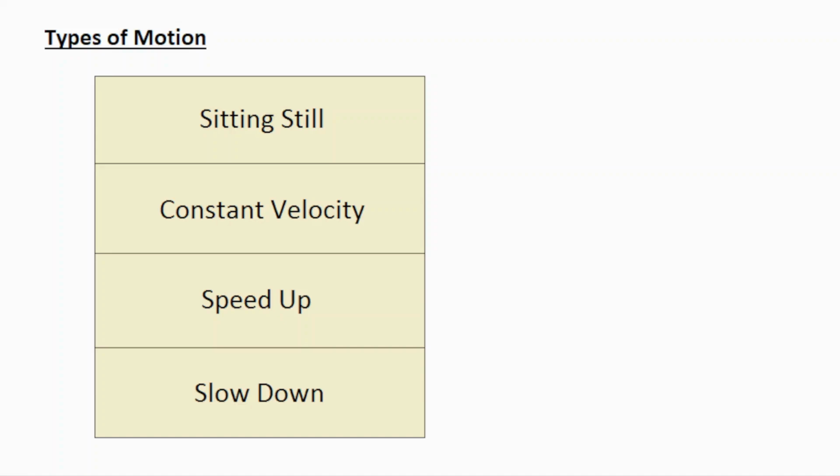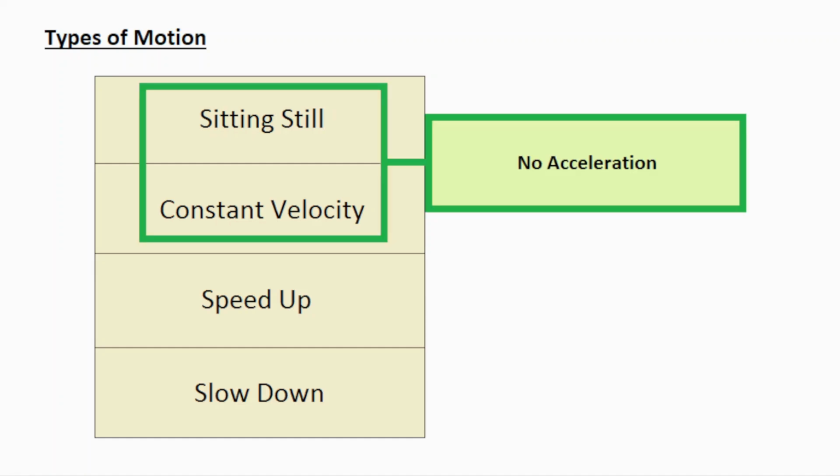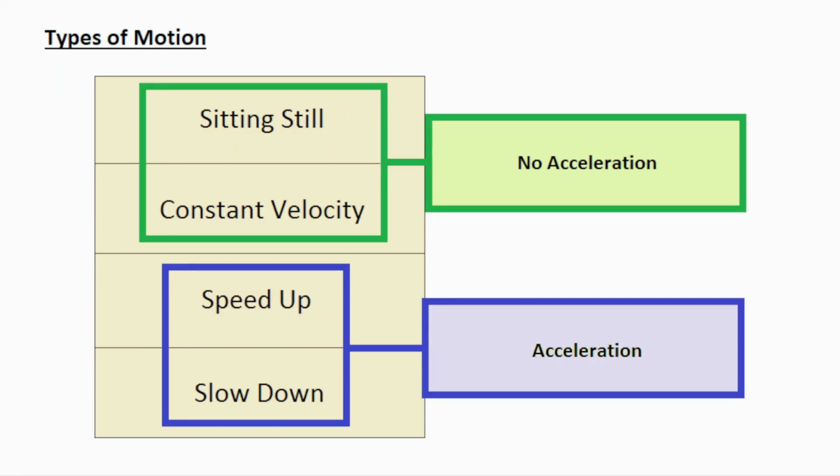When it comes to analyzing the motion of an object in a straight line, there are 4 things that the object can do. I'm going to group the first 2 together, as they show an object that is not changing velocity, whether that is always 0 or always some constant number. These objects are not accelerating. I'll group the final 2 together, because these represent objects that are changing their velocity or are accelerating.